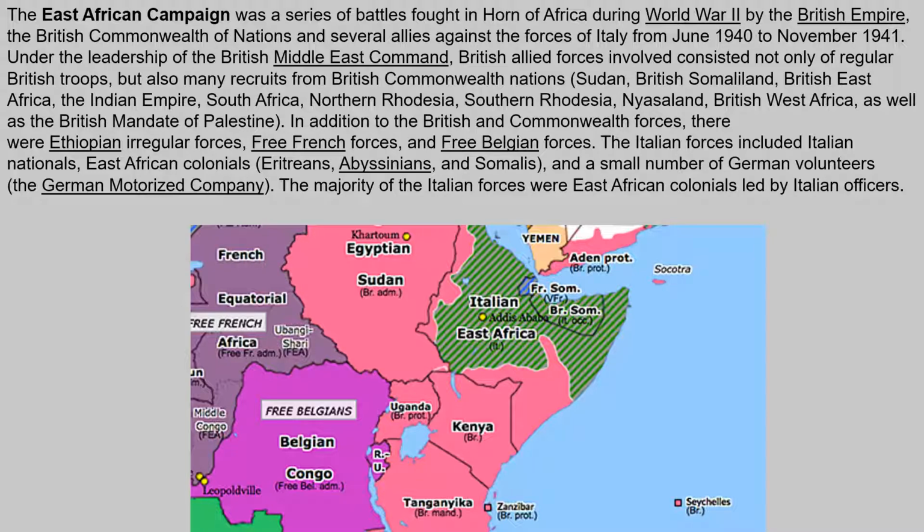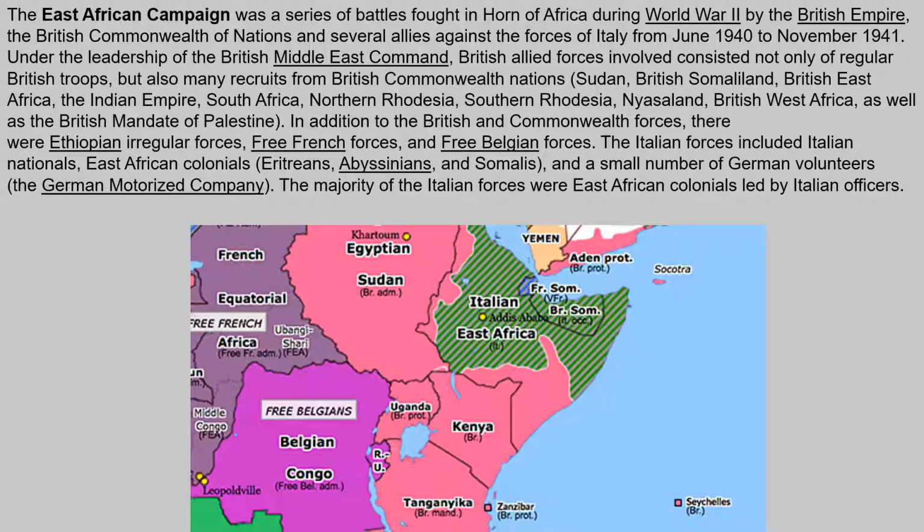In addition to the British and Commonwealth forces, there were Ethiopian irregular forces, Free French forces, and Free Belgian forces. Of course, the Italian forces included Italian nationals, East African colonials, Eritreans, Abyssinians, and Somalis, and a small number of German volunteers, the German Motorized Company. The majority of the Italian forces were East African colonials, led by Italian officers.